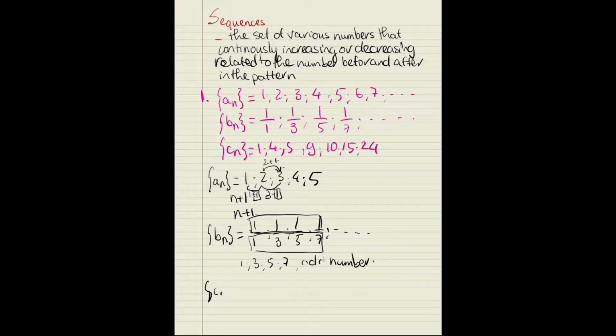For the sequence C of n, it is 1, 4, 5, 9, 10, 15, and 24. You can see right here, 4 minus 1 is 3, 5 minus 4 is 1, 9 minus 5 is 4, 10 minus 9 is 1, 15 minus 10 is 5, and this one is 9. So these are the p-values.